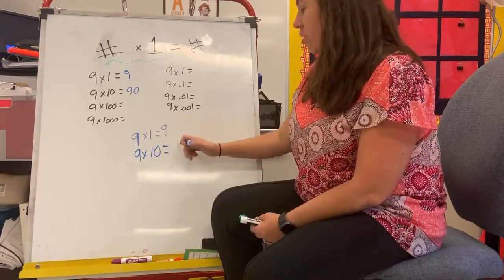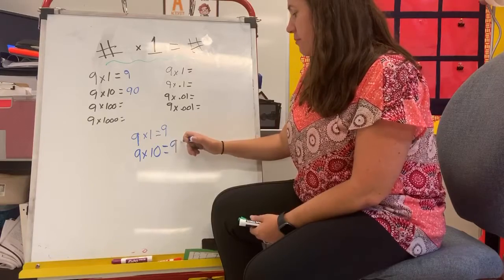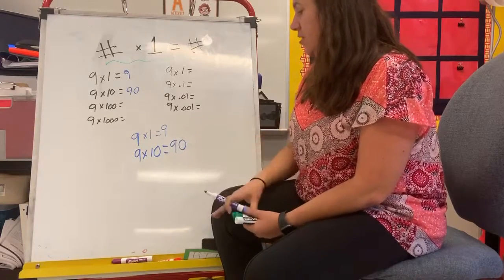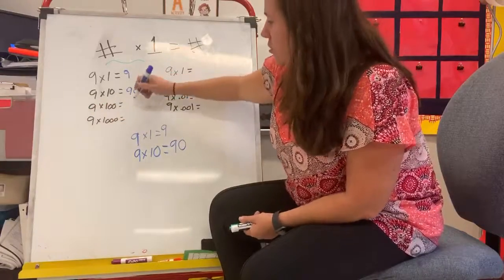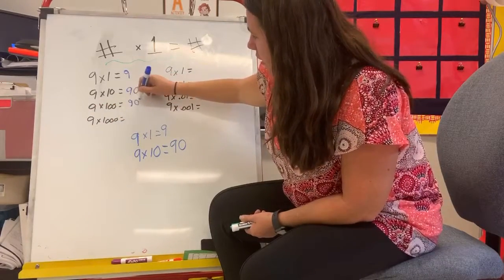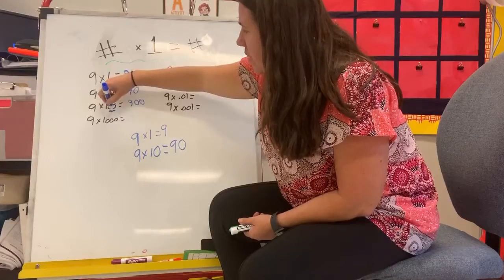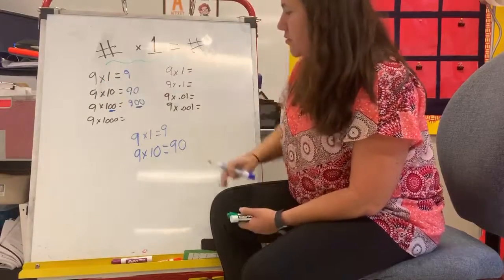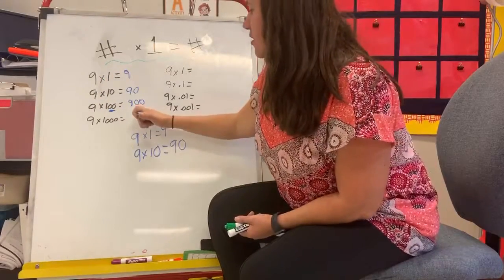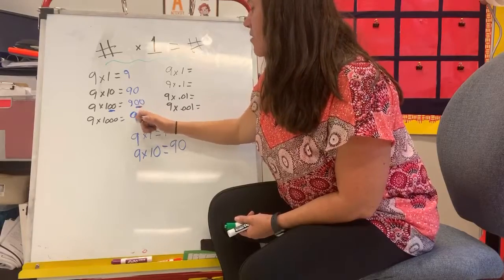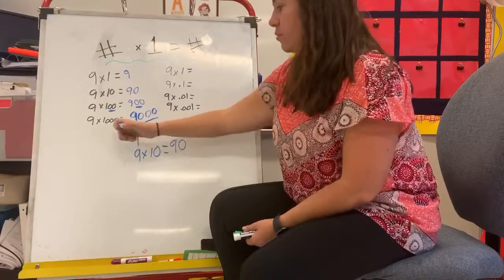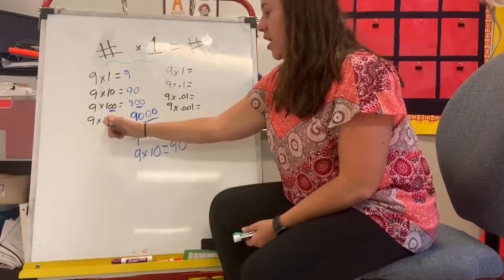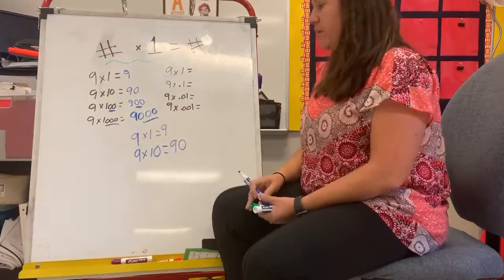My answer also has that same 0 at the end. I add a 0 at the end. So this is a pattern that we're developing. 9 times 100, well, 900. 2 zeros after the 1, 2 zeros after the 9. 9 times 1,000, 9,000. There are 3 zeros after the 1 here, and 3 zeros after the 9 over there.